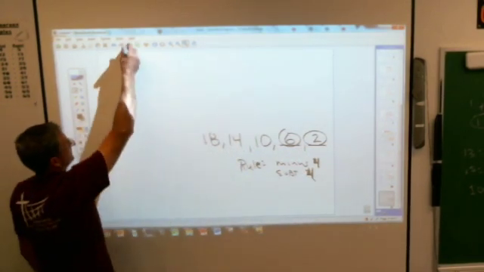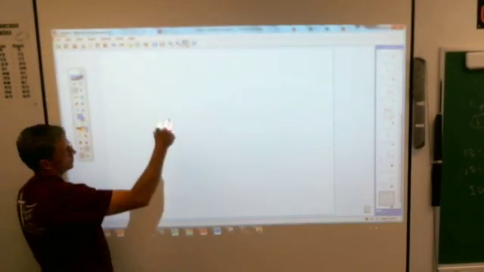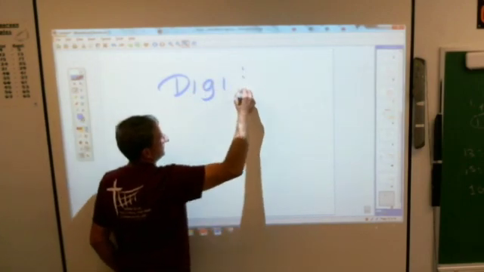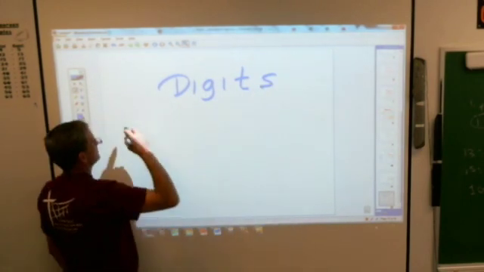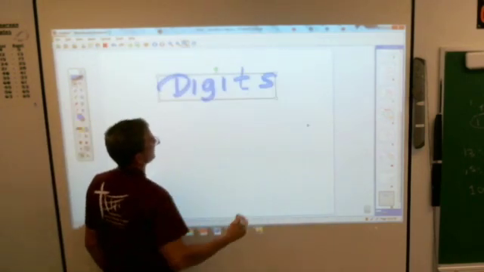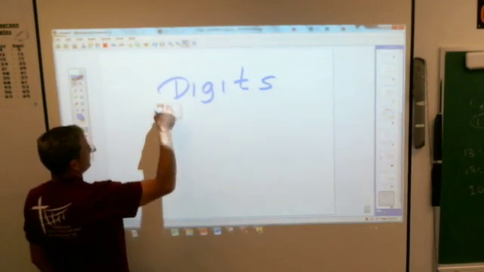All right, on your next piece of paper, write this down. The word is digits. Can you do that fancy one? You get to write your notes however you like. That's why they're your notes.